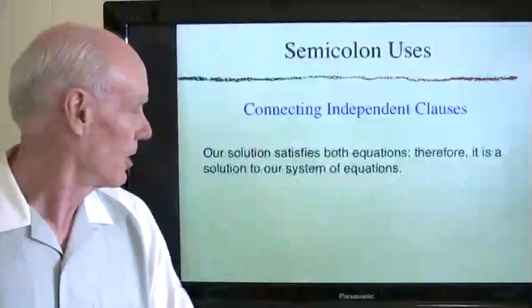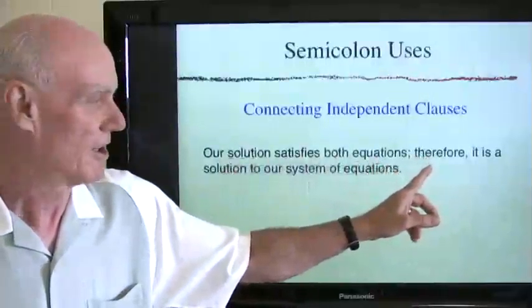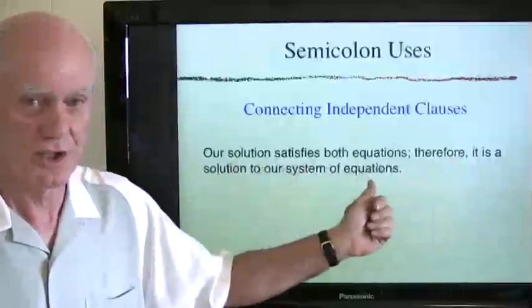Okay, connecting independent clauses: our solution satisfies both equations; therefore, so I can use that connecting word, it is a solution to our system of equations.